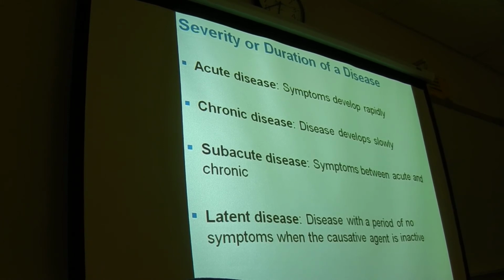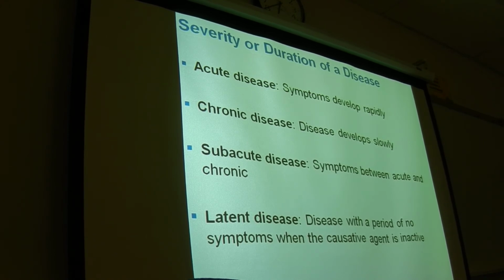And then a latent disease is something we've talked about. Again, something like the herpes, where you have an acute disease, it goes away for some amount of time, and then something triggers it, comes back sometimes years later. That would be a latent disease. So there's no symptoms while the disease is gone, and then it comes back and you get the symptoms again.